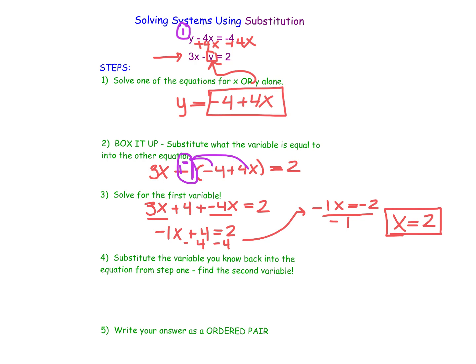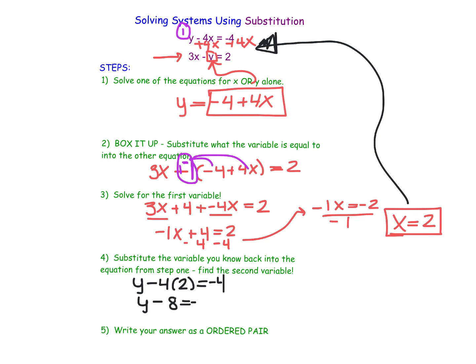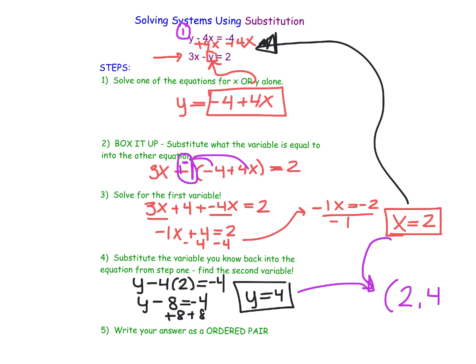I then take this x equals 2 value and plug it back into one of these original equations to find the corresponding y value. So I'm just going to pick the first equation. So here we have y minus 4 times 2 is equal to negative 4. So I really have y minus 8 equals negative 4. Add 8 to each side, and I find y equals 4. So what I have essentially found here is that my point of intersection for these two linear equations occurs when x is 2 and y is 4.